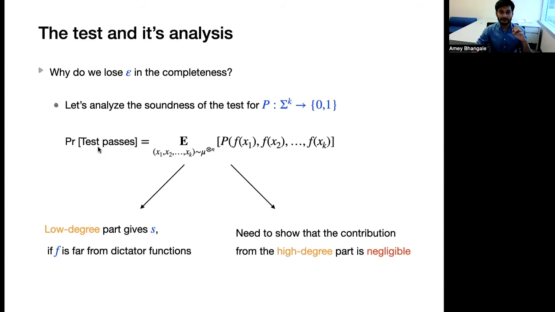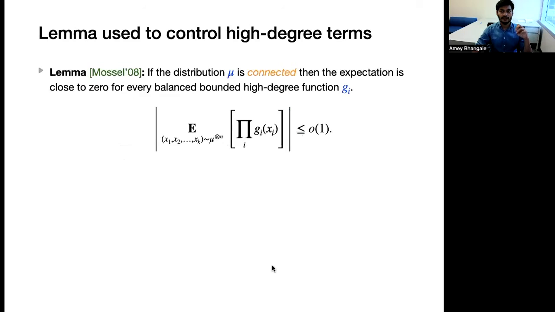Now this means that if we want to show that the acceptance probability of the test in the soundness is S or S plus epsilon, then we essentially need to show that the contribution from the high degree part is negligible in this expression. And in order to show this, Raghavendra used the following lemma by Mossel to control the high degree terms. So this lemma says that if the distribution mu is connected, then the expected product of these functions, which are balanced and bounded and high degree, this whole expectation is small. So this quantity goes to 0 as the degrees of these functions increase.